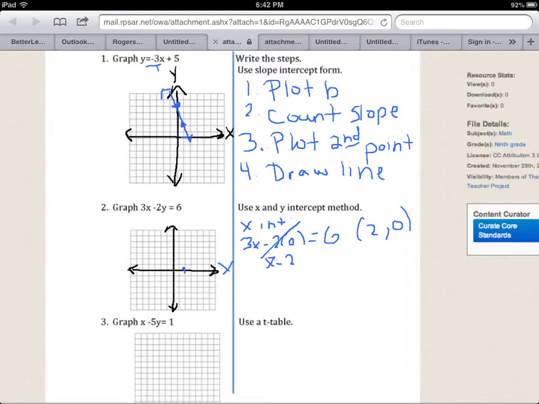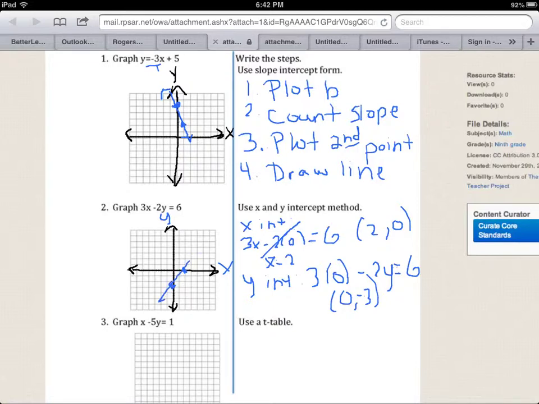And then you're going to plot your y-intercept. And so your y-intercept is going to be where your x is 0, because x is always 0 on the y-axis. So if you had 3 times 0 minus 2y equals 6, now you just have negative 2y equals 6, and so y would be negative 3. And so when x is 0, y is negative 3, so your y-intercept is going to be at (0, -3). Plot that point, and that gives you 2 points to go ahead and draw the line.